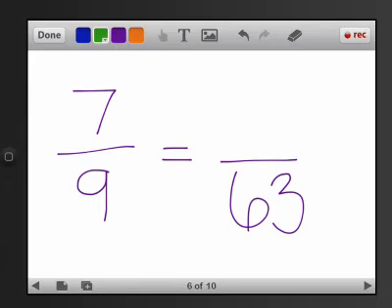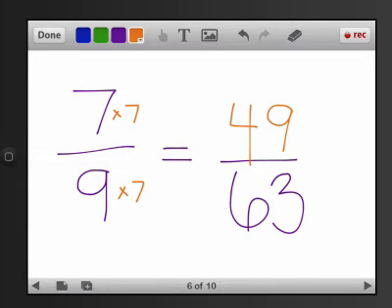Seven ninths is equal to what over 63? Well, I have to figure out how did I get from 9 to 63. I multiplied by 7. So if I did that to my denominator, I need to multiply by my numerator. 7 times 7 is 49.